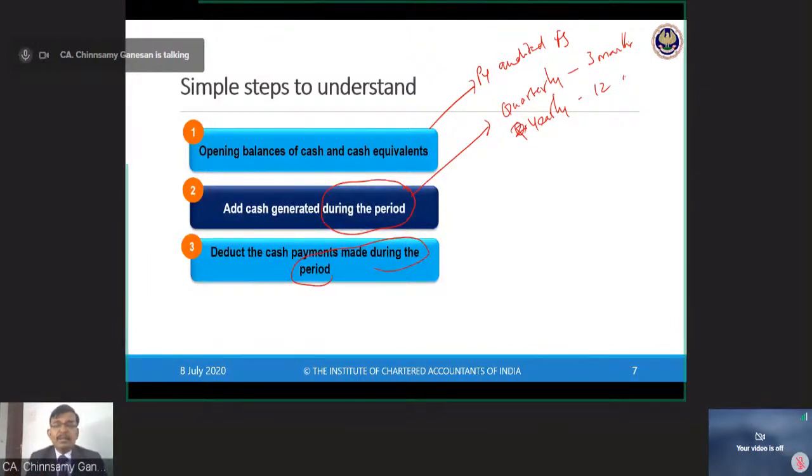And when we are considering the cash generated or cash payments made, please understand we are using the words cash generated, cash payments. That means any expenditure of a non-cash item or any income which is a non-cash item is normally excluded, because it is not generating any cash flow. It only adjusts the balance sheet number and P&L number. It is actually not creating any cash flows.